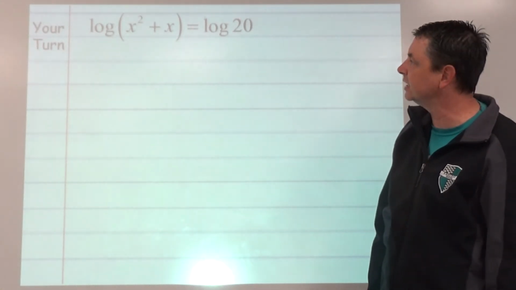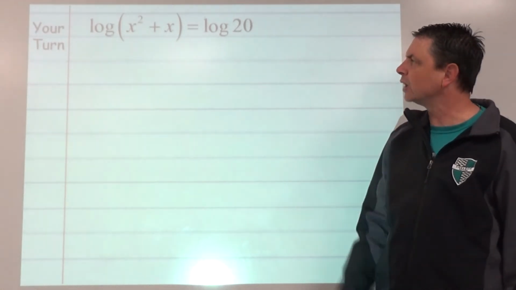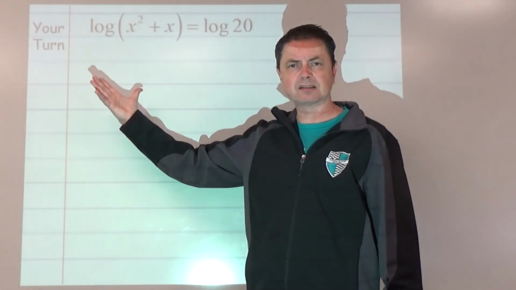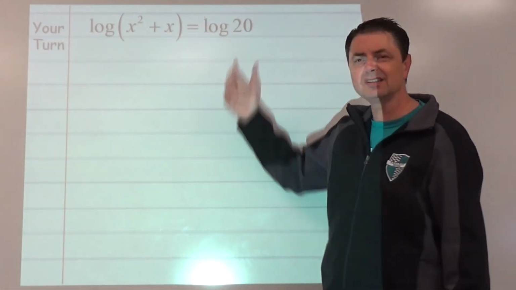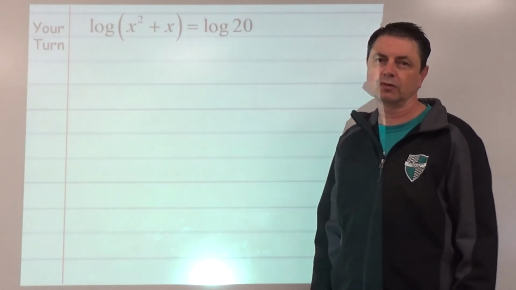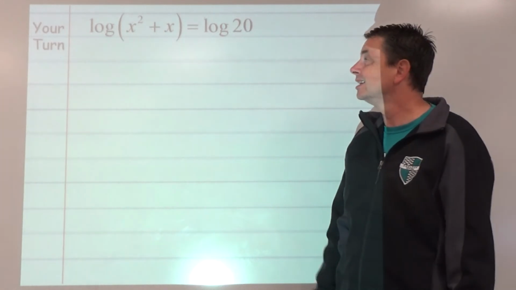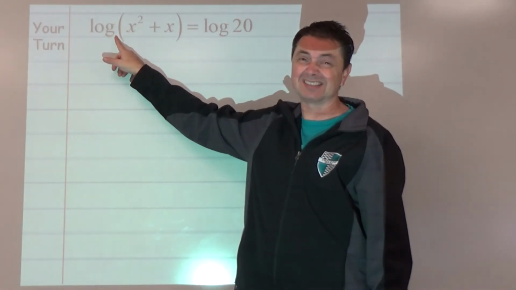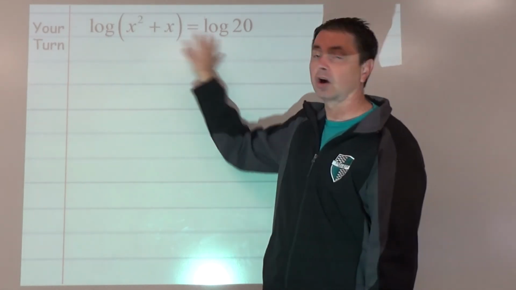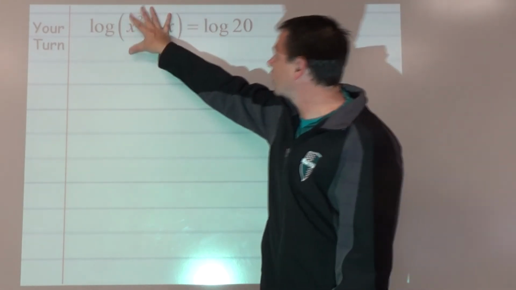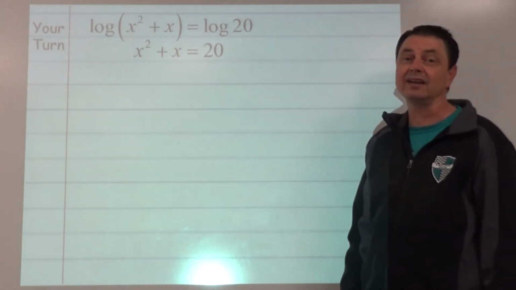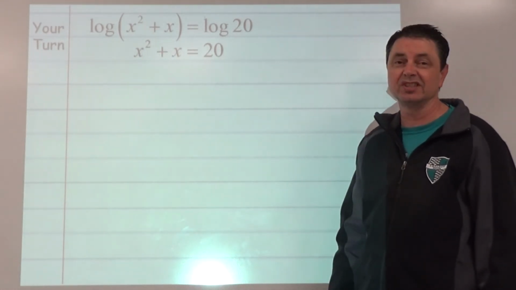All right, let's see how you did. First question, it says log, what's the base? Remember, the common logarithm says if you don't see the base, it's base 10. I don't think that really matters to the problem because the bases are the same, so we can say argument equals argument. It's quadratic, so let's get one side equal to 0.